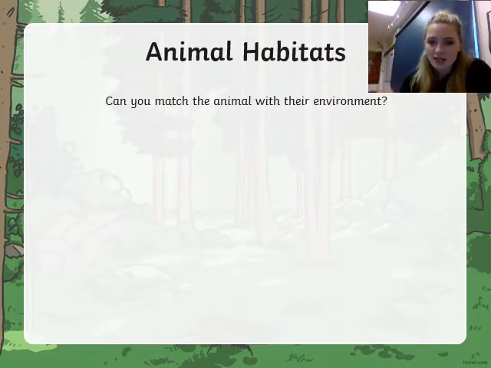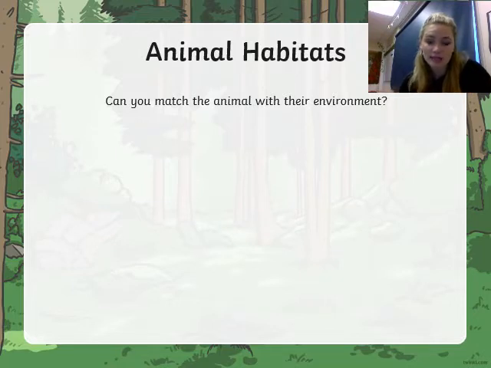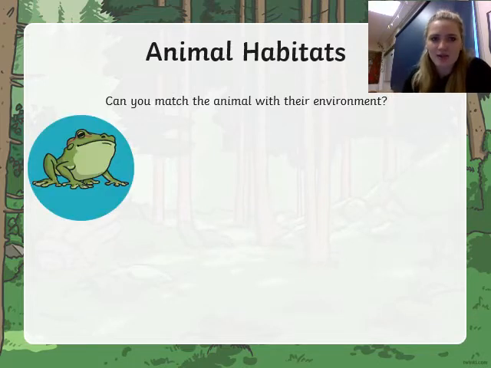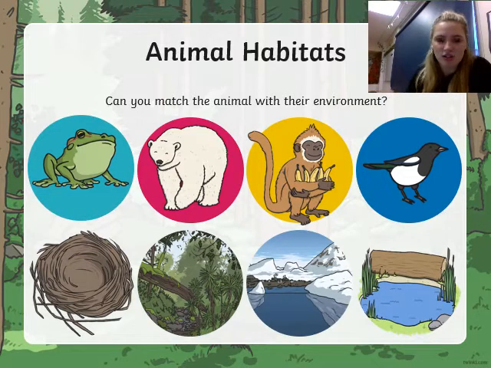So in a second you're going to have a go at matching up the animals with their habitat. They are quite straightforward, so they should be quite easy for you to have a go at doing, but please make sure that they are accurate and that you understand why. So they're going to be a frog, a polar bear, a monkey and a bird, and the habitats are nests, a jungle or a forest, the Arctic, or somewhere really cold, and a pond.